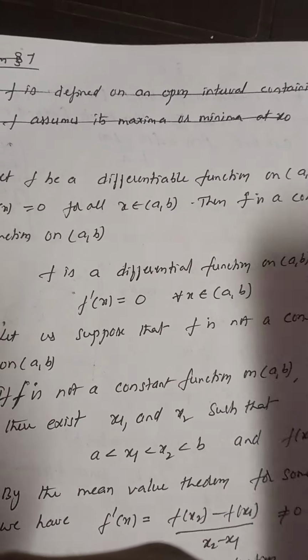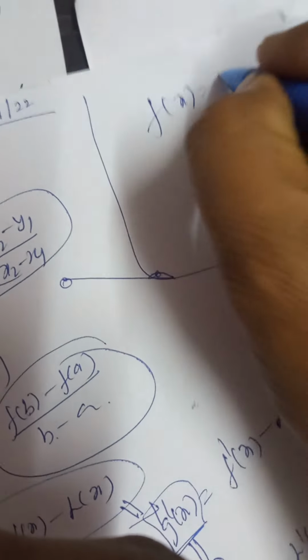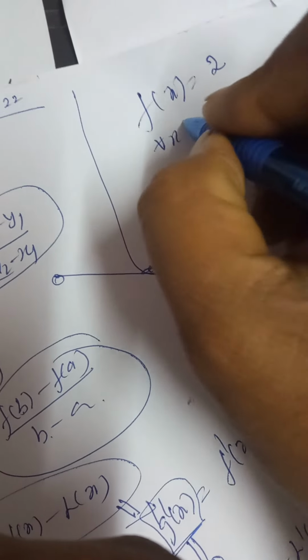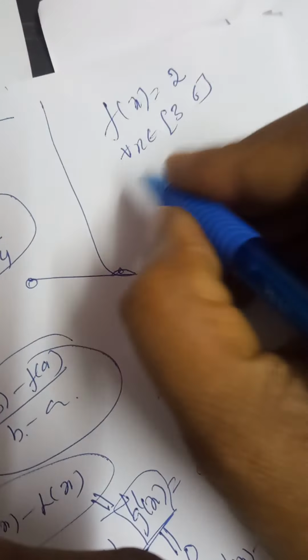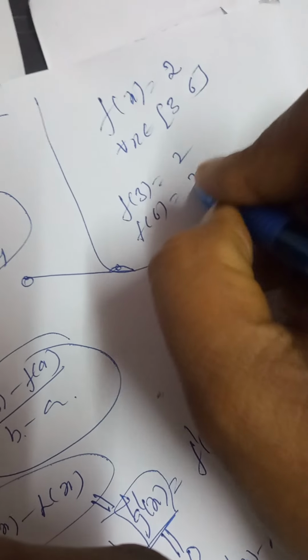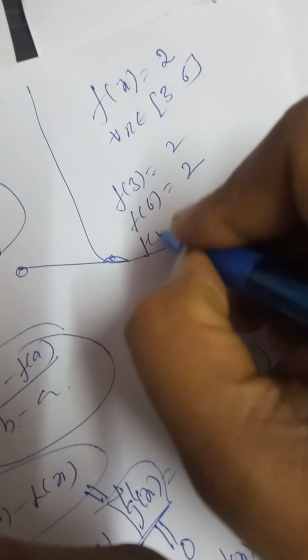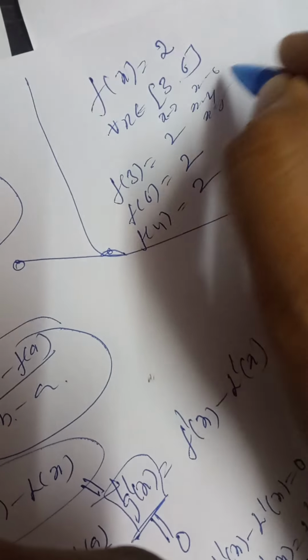See here, some example I am giving you. Say f of x is equal to 2 for all x belongs to 3 comma 6. Now what is f of 3 value? 2 only. F of 6 value? 2 only. Now f of 4, 2 only. Now x you can take 3, x you can take 6, x you can take 4, x is equal to 5 and so on. No?